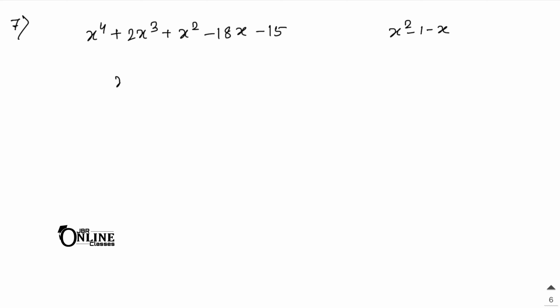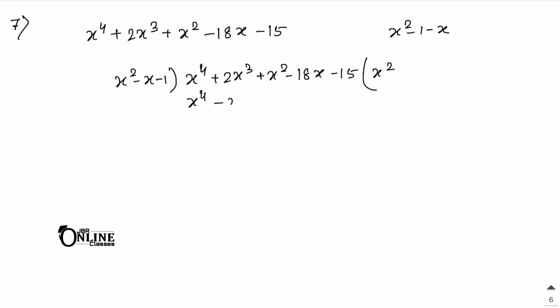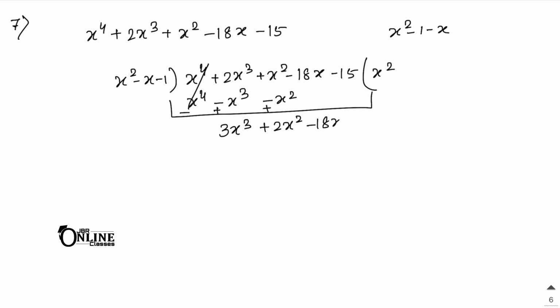So do one thing, first divide this one. Write down in this way. You can rearrange the divisor also. So first write down minus x and then write down minus 1. No problem. You can rearrange the dividend also. So as here x square into x square, it will be x to the power 4, then minus x cube, and then here minus x square. So minus plus, and it will be again plus. Cancel out. Then here 3x cube, here 2x square, and next one minus 18x.